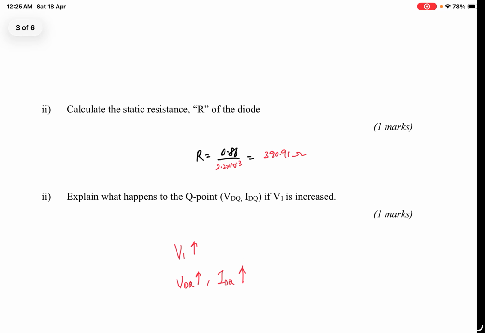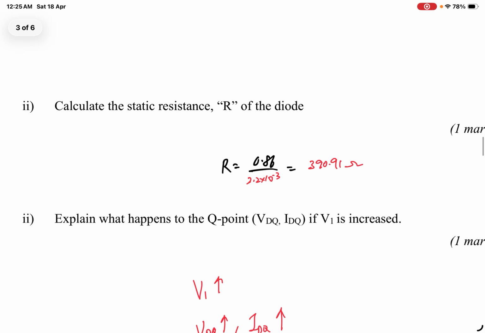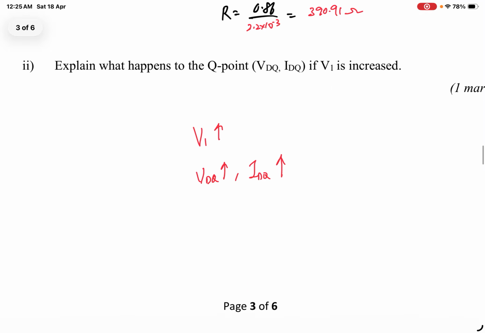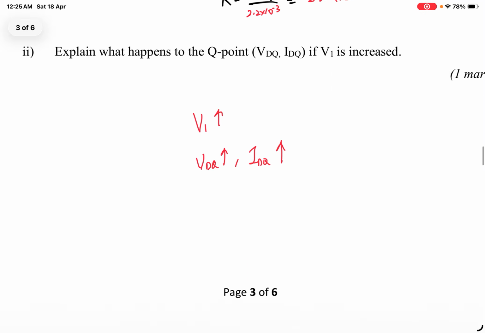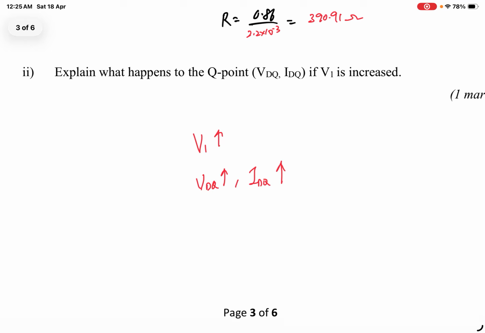For question 2, we need to calculate the static resistance. R equals V over I, so R equals 0.86 over 2.2 times 10 to the power of -3. Then we get 390.91. Explain what will happen to the Q point if V1 is increased. When V1 is increased, our VDQ will increase and IDQ will also increase.